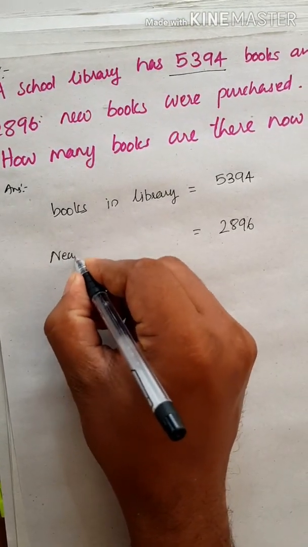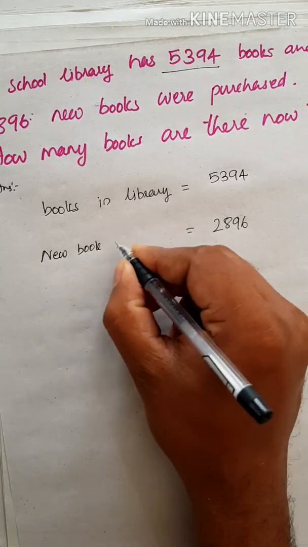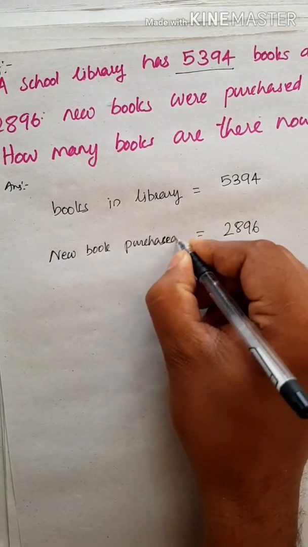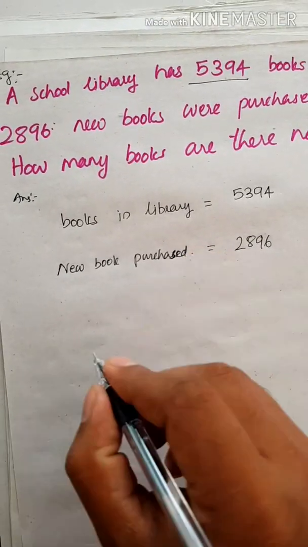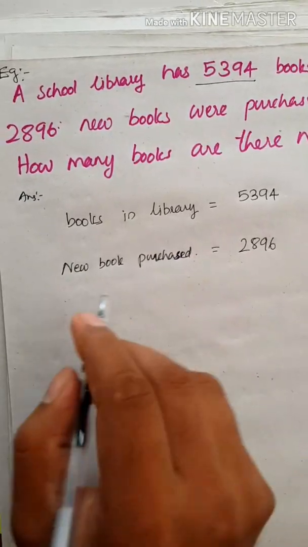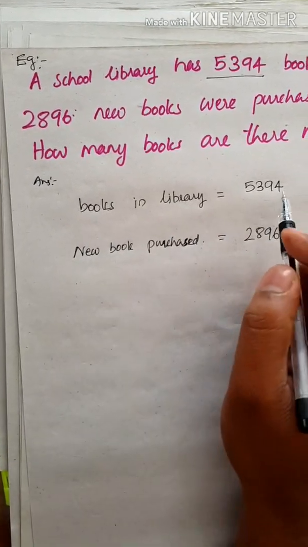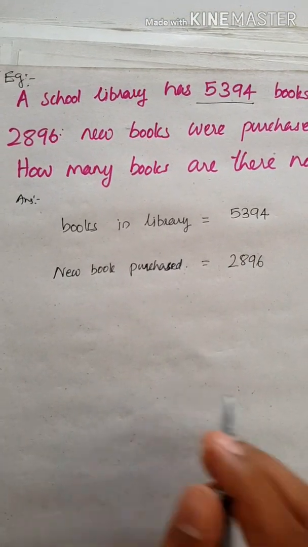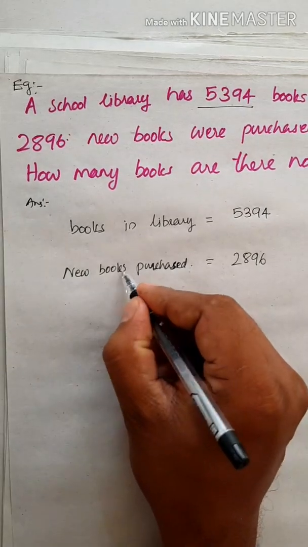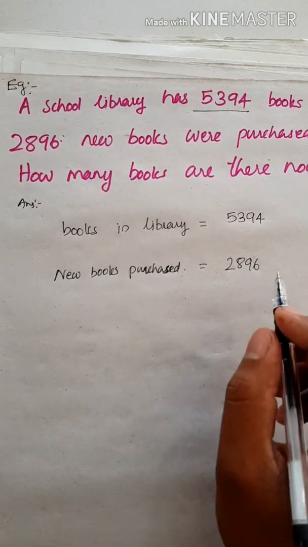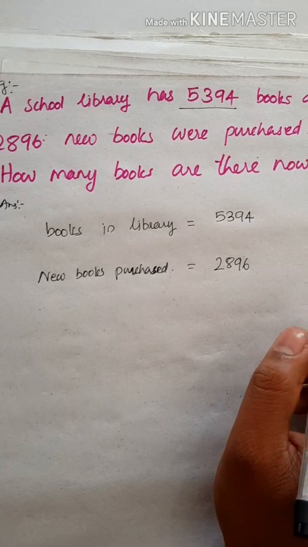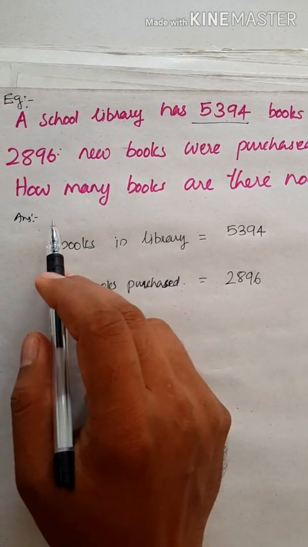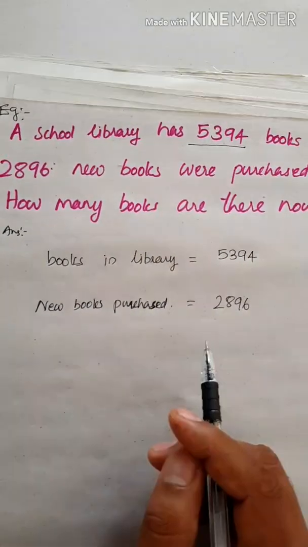New books purchased. This second statement is that, the first statement is that books in library is equal to 5,394 and new books purchased is 2,896. Okay, one more is there: how many books are there now?